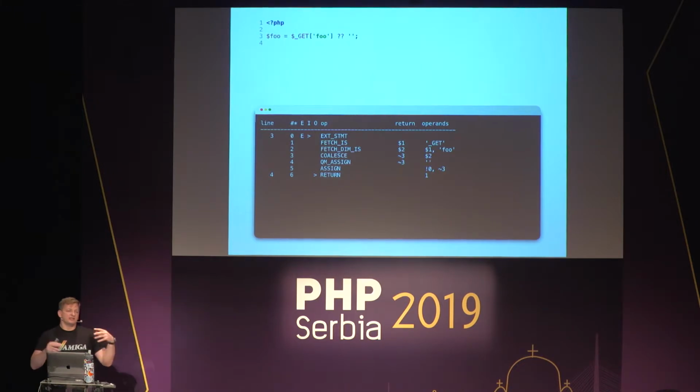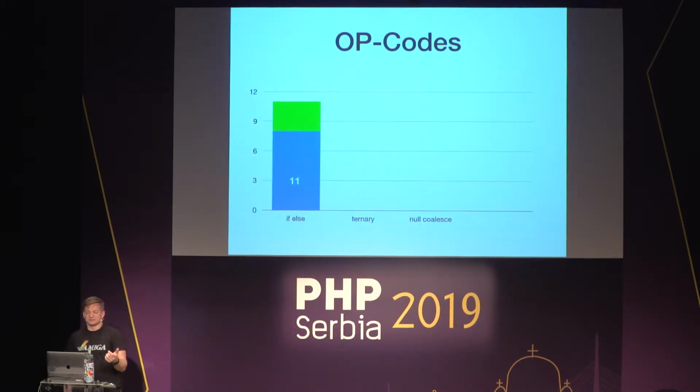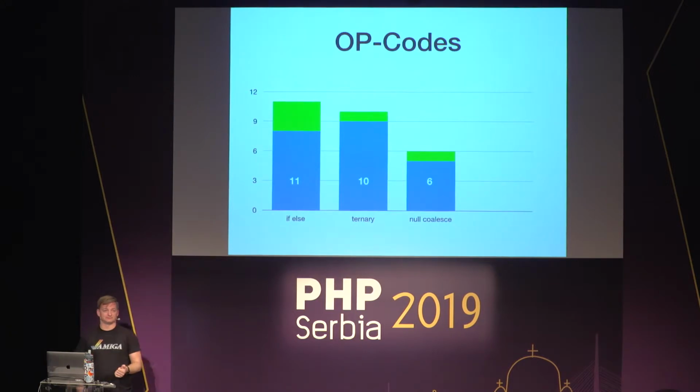So why do I do these opcode things? The thing I wanted to show you is, or let us just compare the opcodes first. At first, we had the if-else statement. Yes, we had 11 opcodes, and with the ternary operator, we had 10. And with the null coalesce, we had 6, right? So even at a very basic, low level, this conditional functionality is handled differently.